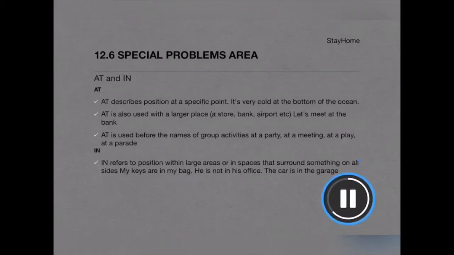In refers to position within large areas or in spaces that surround something on all sides. For example, my keys are in my bag. He is not in his office. Last one is the car is in the garage.